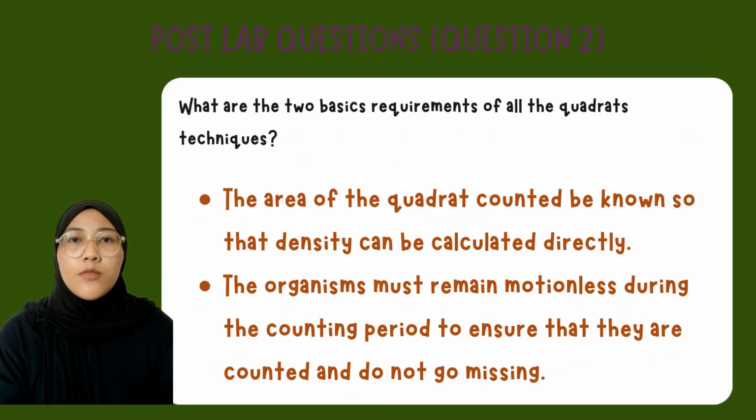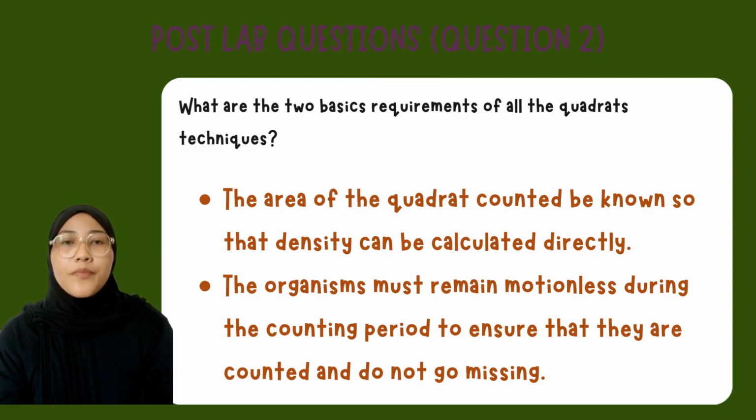Next question is, what are the two basic requirements of all the quadrat techniques? The first one is the area of the quadrat must be known so that density can be calculated directly. And the second one is the organisms must remain motionless during the counting period to ensure that they are counted and do not go missing.